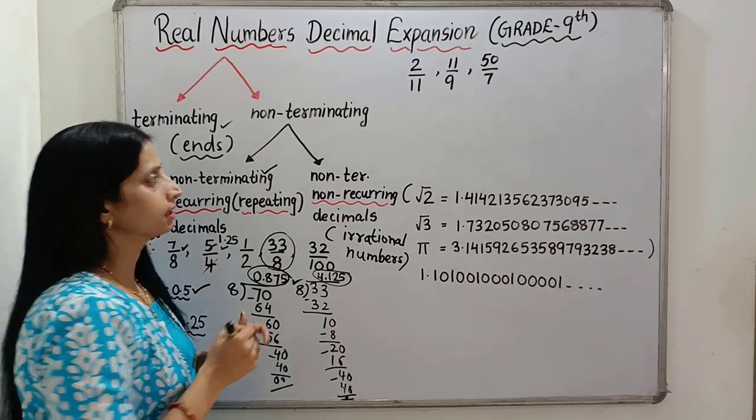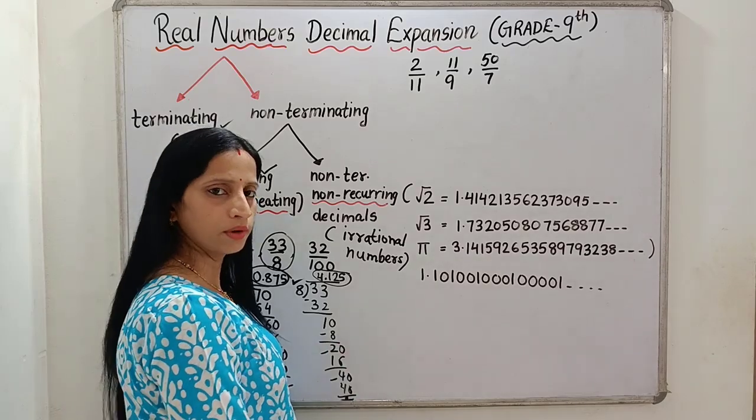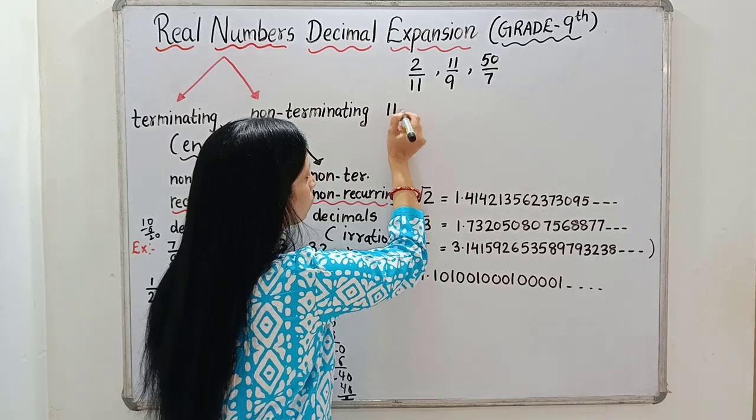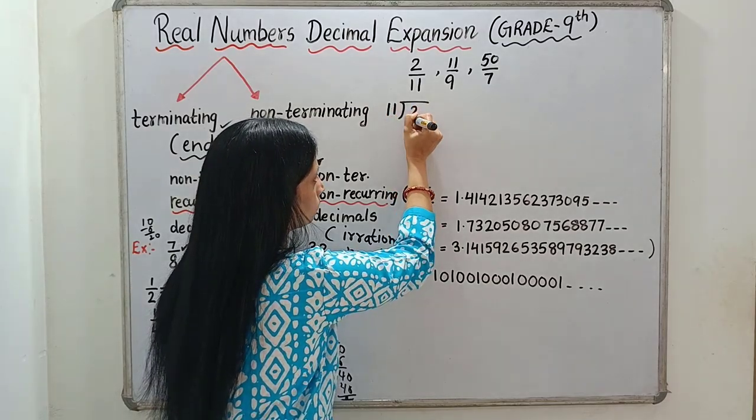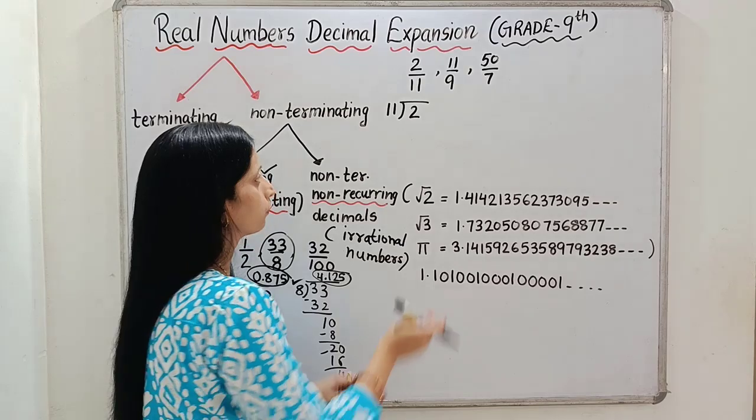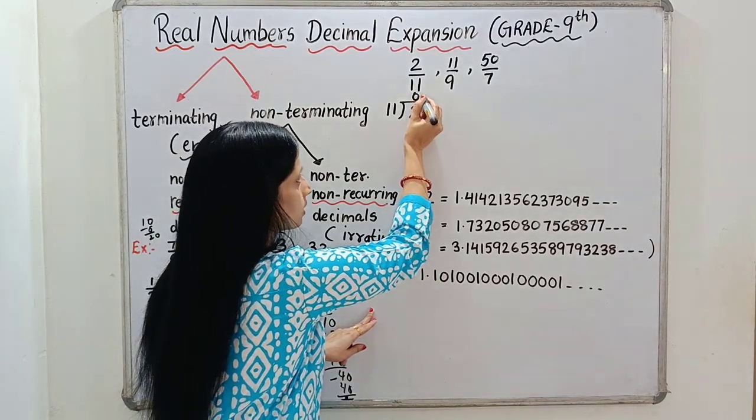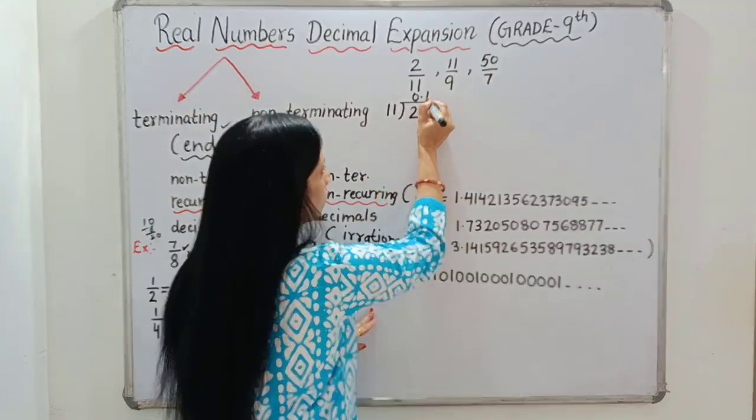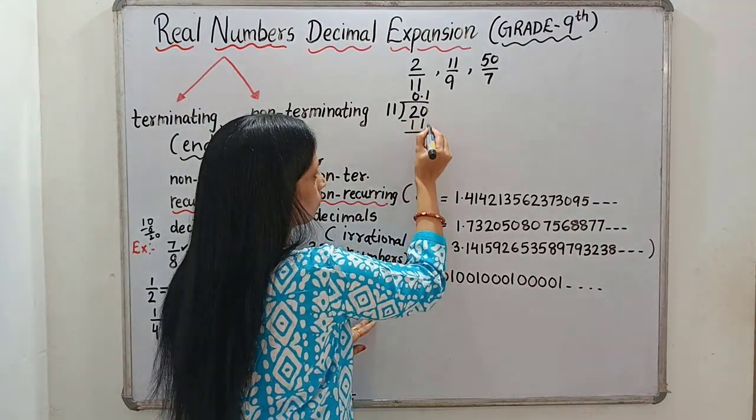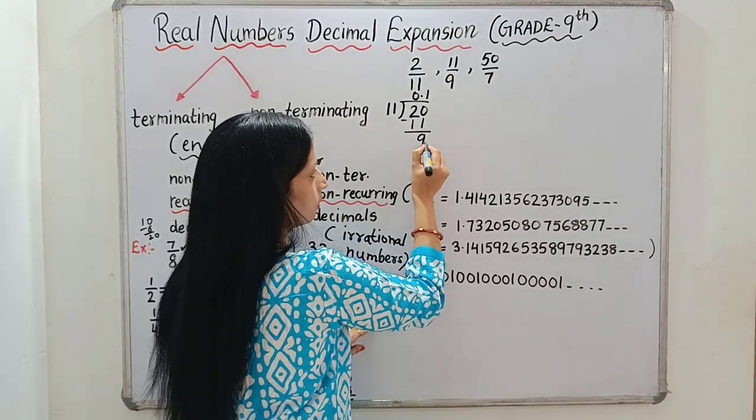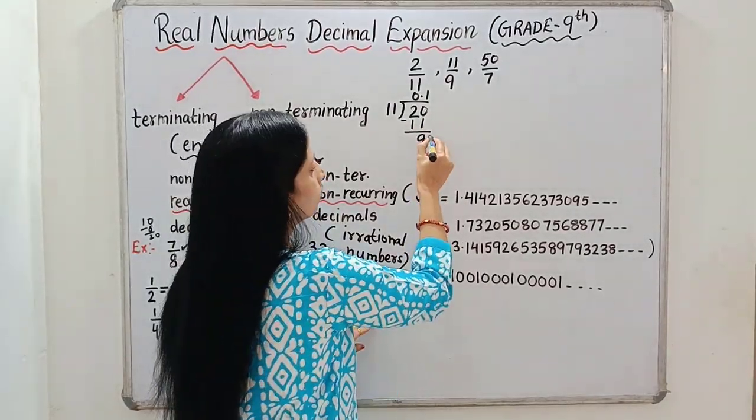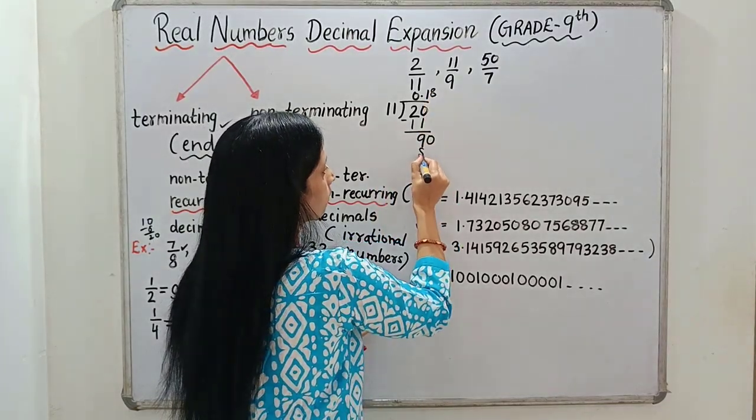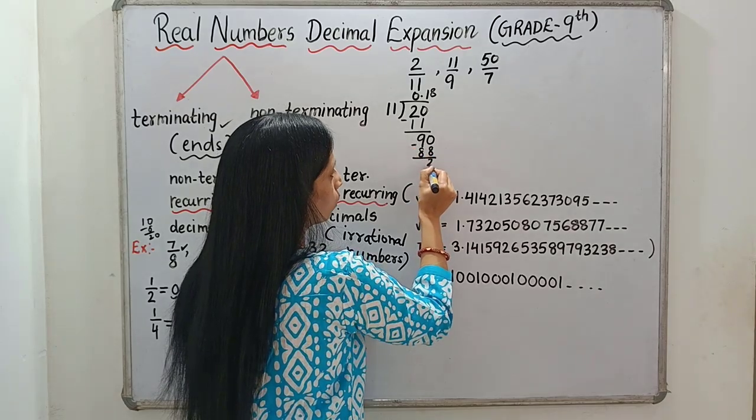Now non-terminating, for example, let's divide 2 upon 11. So it is a fraction given, 2 upon 11. We need to divide 2 by 11. At the first step, we will put 0, we will put a decimal, and we can put 0 here. Okay, 11 ones are 11. Let's subtract. What will we get? We will get 9 here. Okay, now let's put 0. So 11 8s are 88. Then subtract, we will get 2.